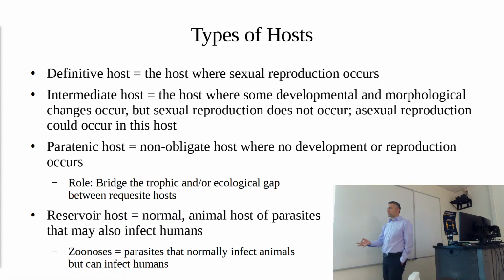Third type of host is a reservoir host. Oh, and with this paratenic host, no development or reproduction occurs. That kind of sets it apart from our intermediate host, where our intermediate host will show some reproduction, some development. What about our reservoir hosts? So the reservoir hosts are presented here because you see that in epidemiology. So a reservoir host is the normal animal host of parasites that will also infect humans.